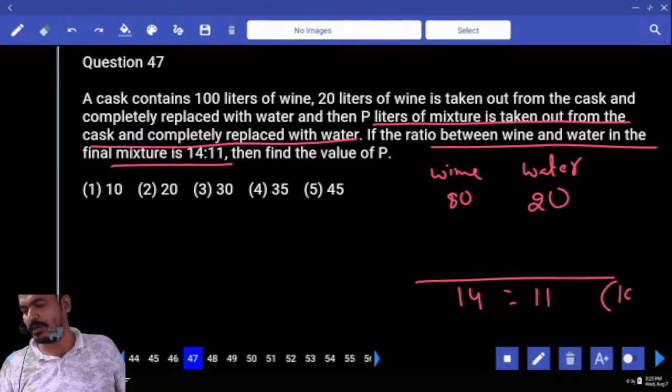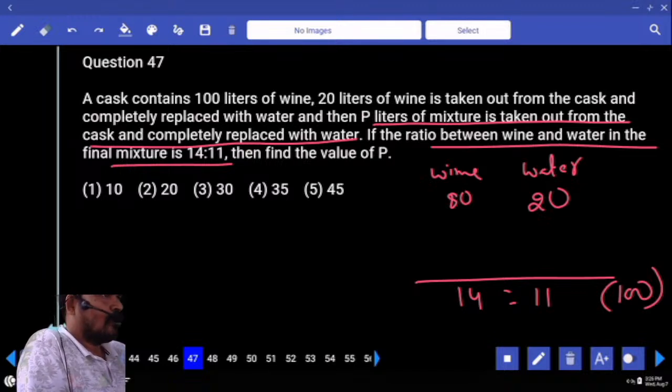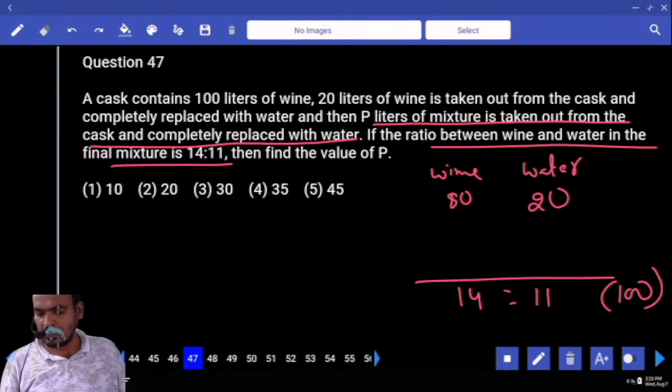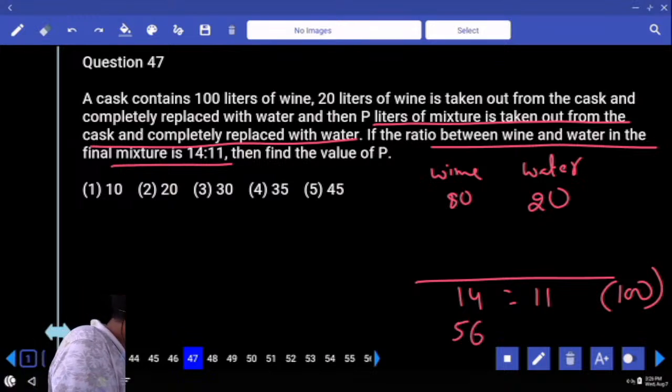Final mixture is how many liters? 100 liters. Same quantity removed. Replacement model or not? Same quantity are removed, again it is replaced with the same quantity of water. Total how many parts? 25 parts. 25 parts 100. Every one part 4. 14 parts 56. Before removing, what is the wine quantity? 18. After removing 56.